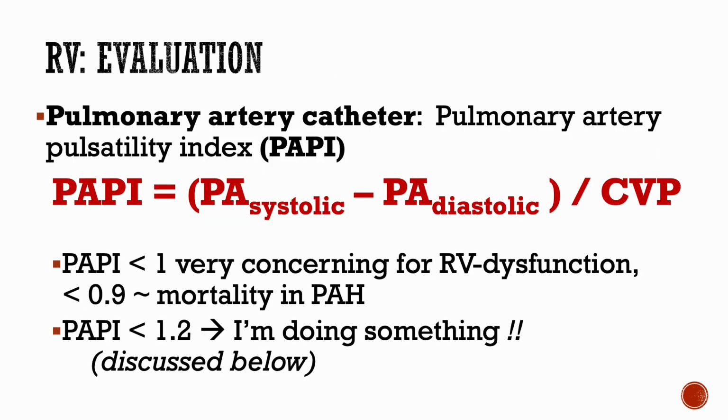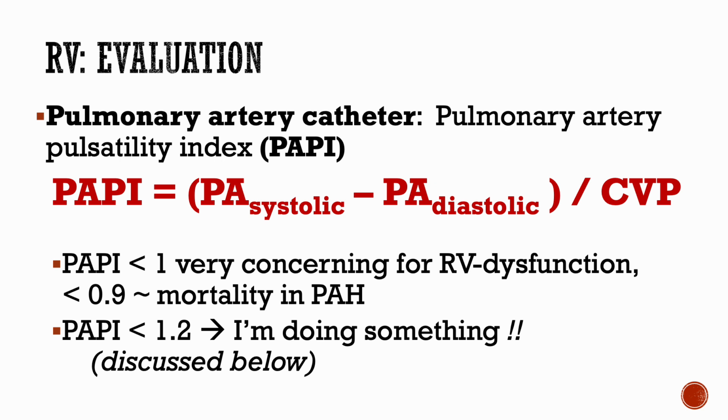So how do we evaluate the RV? Talked a little bit about TAPSE. The other one is with a pulmonary artery catheter, we can evaluate what the pulmonary circulation is doing and hence get some sense of what the RV preload and afterload is looking like. A very convenient measure one can make is the pulmonary artery pulsatility index, which is the pulmonary artery pulse pressure, the PA systolic minus the diastolic, divided by the CVP.